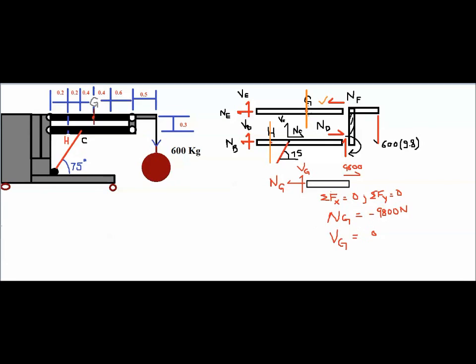So we know now that at this particular point the internal loadings are NG equal to minus 9800 newtons, VG equal to 0, and there is no moment because there is only a horizontal force which will not create a moment at that point. And if we try to pull it like that, it's not going to rotate, right? But if there is a force acting somewhere there, it might rotate at that point in this direction. Since there are no forces in the vertical direction, there will be no moment at G. That will be equal to 0. So we found out the internal loadings at point G, right?